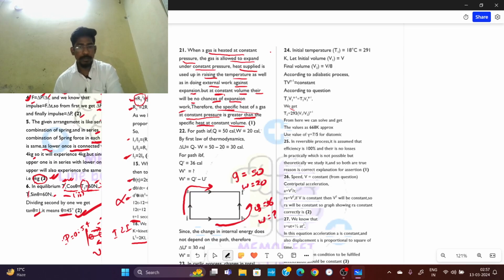How to do it? As we know, the change in internal energy delta U equals Q minus W, so it will be 30 calorie. The value of delta U is 30 calorie, for the IAF path. Now for the IBF path, Q is given, but delta U is not given and W dash is also not given.